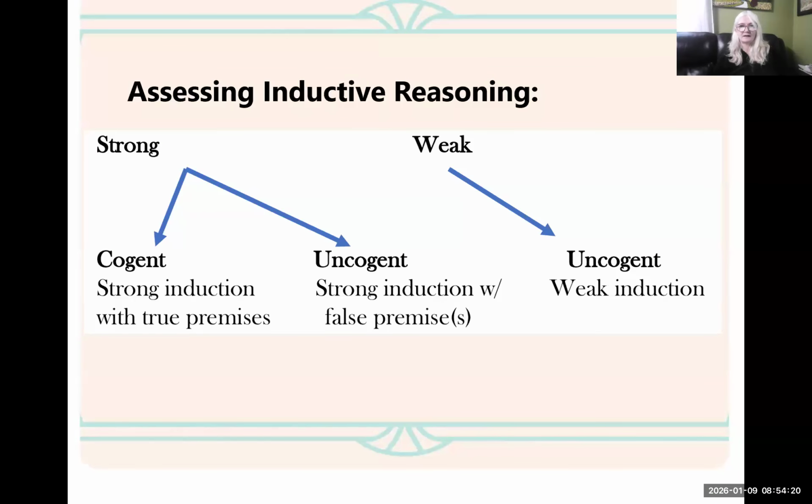When we are assessing inductive reasoning, we assess it as either strong or weak. Strong meaning that if the premises are true, given the reasoning, the conclusion is likely the case. It's cogent if it's a strong induction with all true premises. It's uncogent if it is weak, all weak arguments are uncogent, or if it's a strong induction but it has at least one false premise.